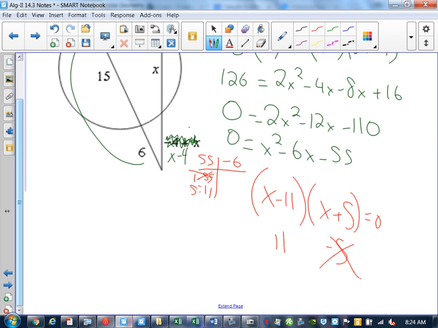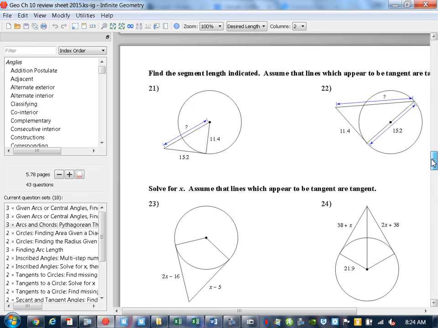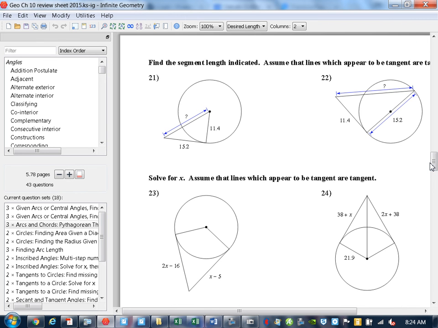21? Sure. When you're tangent, what is created at the circle? Anytime a thing is tangent to a radius, what's created right there? A right angle. So just use the Pythagorean theorem. Anytime, and that's the thing here, it says assume lines that appear to be tangent are tangent. So if you're tangent to a circle, you're always perpendicular to a radius. So it would be 11.4 squared plus 0.2 squared equals something squared.